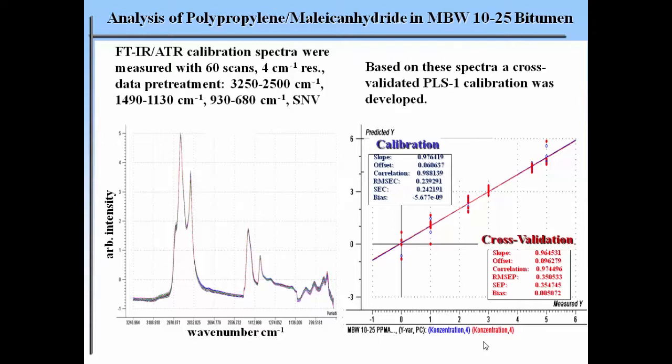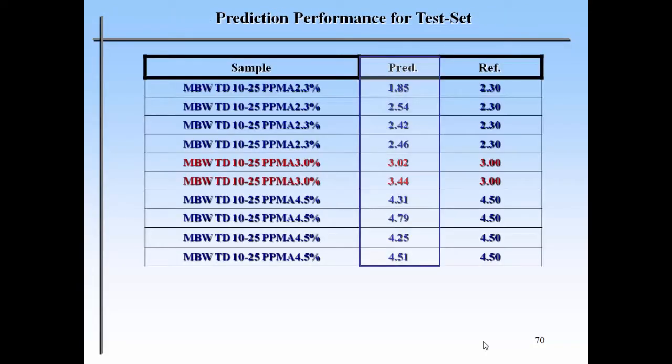We calibrated and we cross-validated this, and based on this calibration, we predicted samples which were not contained in this calibration. This is important. And this is a prediction relative to the reference value, because these were also prepared by admixing the polymer to the bitumen. And you see, with the exception of this sample, the results agree very well and are good enough for on-site, on-the-road measurements.